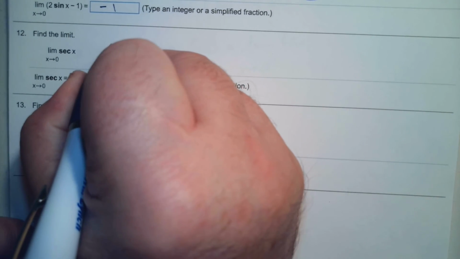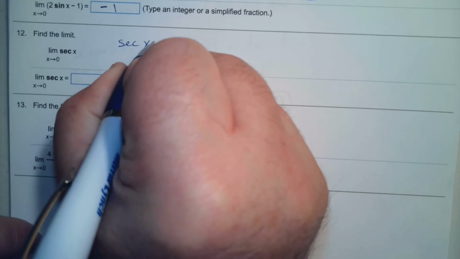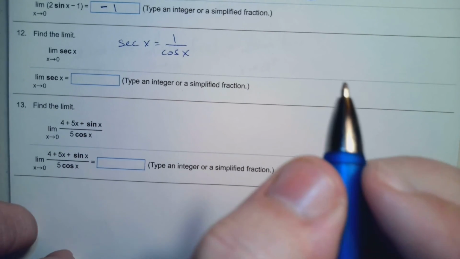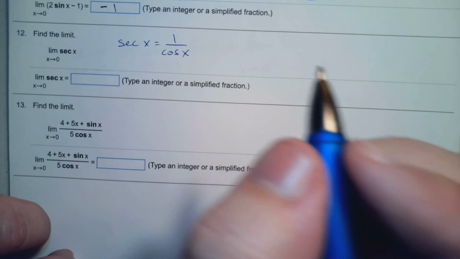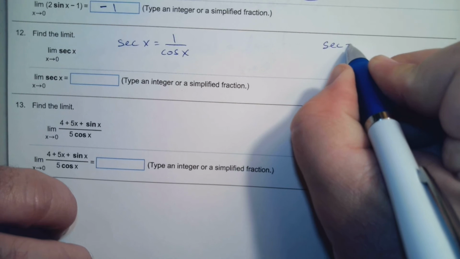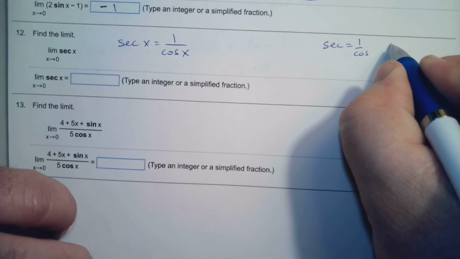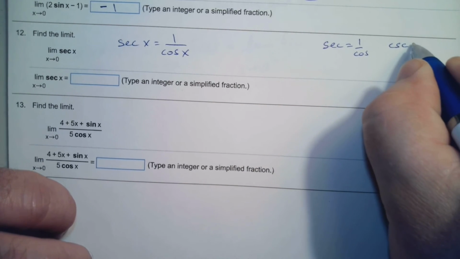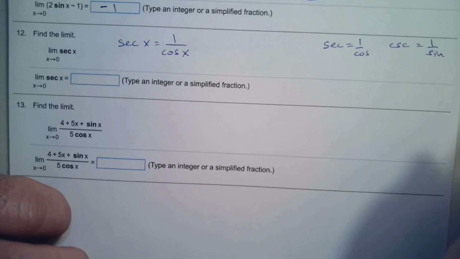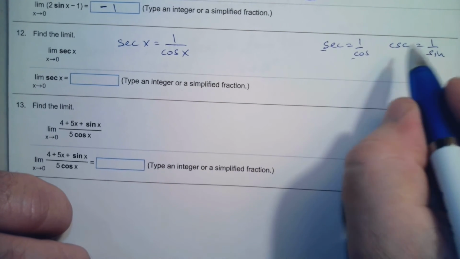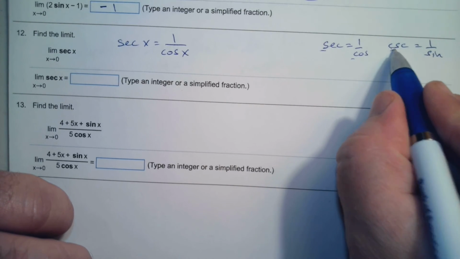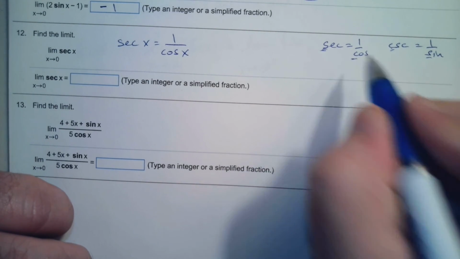Secant is 1 over cosine. Remember, we have secant and cosecant. Secant is 1 over cosine. Cosecant is 1 over sine. The easiest way to remember it is you can't start with the same first letters. So cosecant cannot have a cosine on the bottom because they both have c's. Cosecant sine, secant cosine.